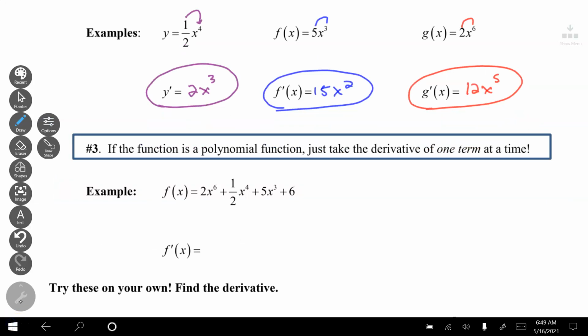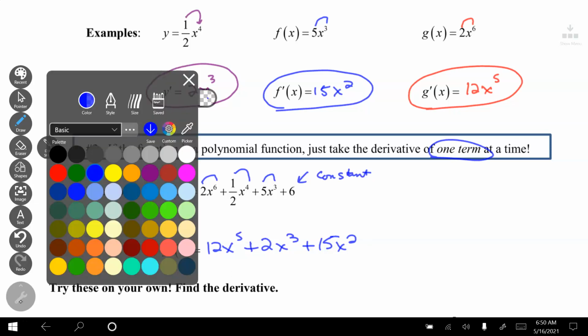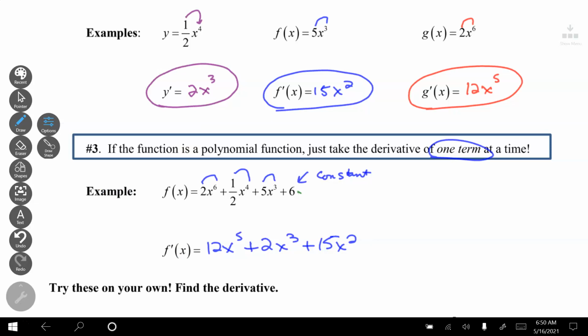Now when I have a polynomial function, that is just a bunch of power functions added together. I just do one term at a time. So again, f prime is going to be 12x to the 5th, plus multiply this, 2x to the 3rd, multiply this, plus 15x squared. And this last term is a constant. And when I just have that, it is really going to just be plus 0, because technically, 6 really means 6 times x to the 0. So if you did multiply 6 times 0, you do get 0. Let's try some of these.